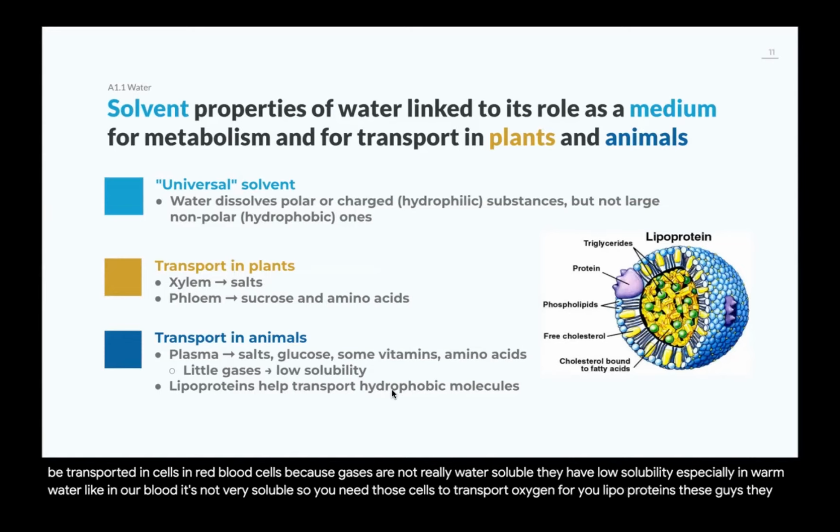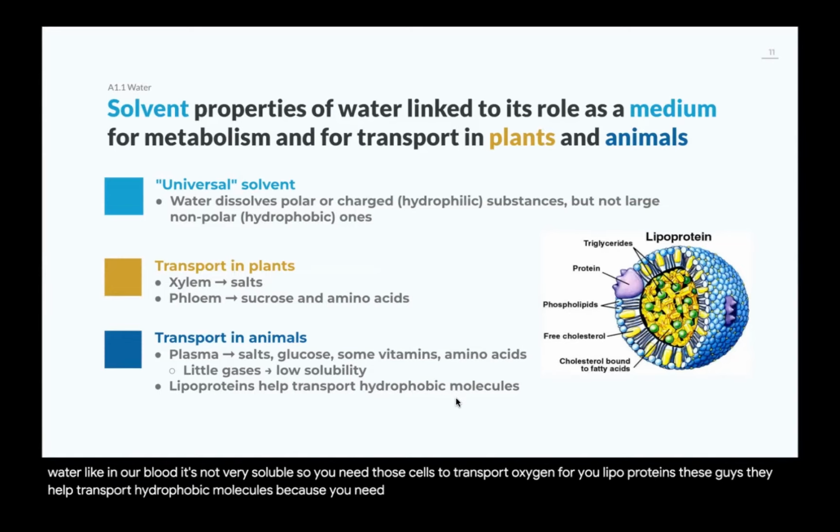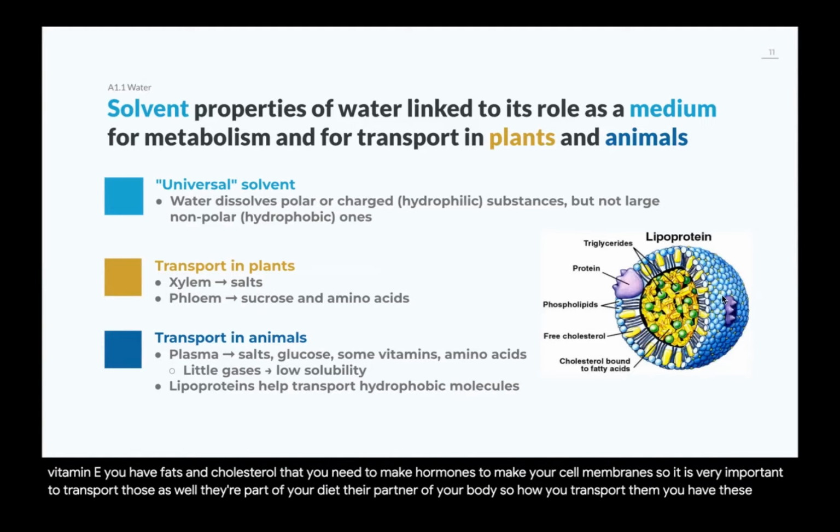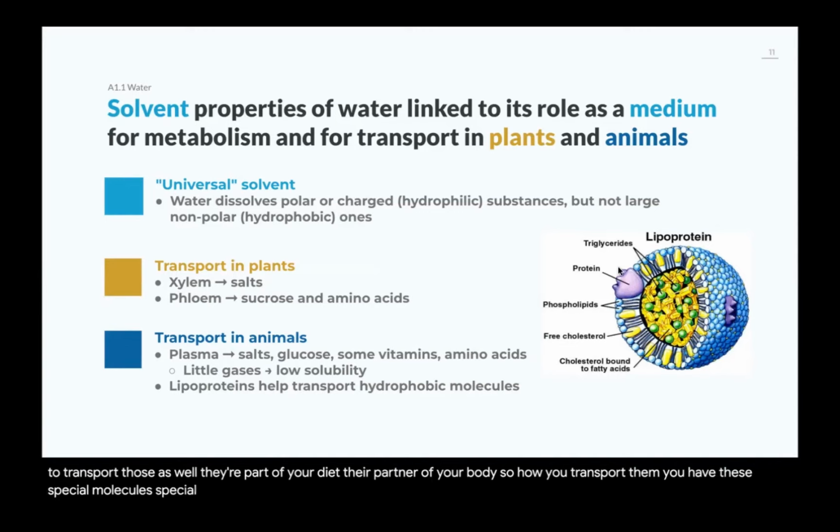Lipoproteins, these help transport hydrophobic molecules, because you need hydrophobic molecules. There are hydrophobic vitamins like vitamin D and vitamin E. You have fats and cholesterol that you need to make hormones and to make your cell membranes. So it is very important to transport those as well. They're part of your diet, they're part of your body. So how do you transport them? You have these special structures called lipoproteins, and they are composed of lipids, fats, and proteins, as the name suggests, and then they are transported in your blood.